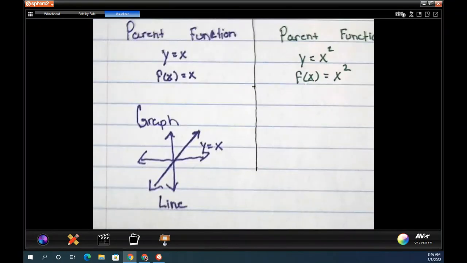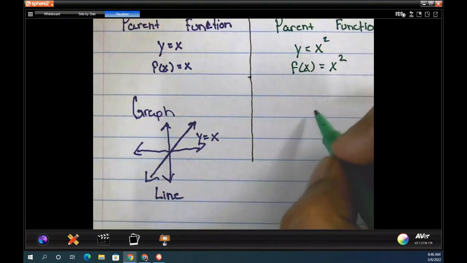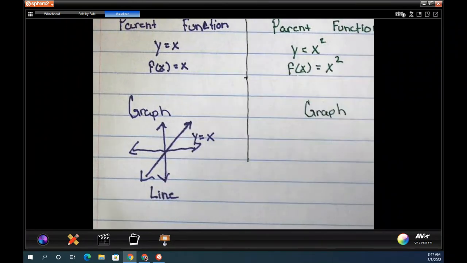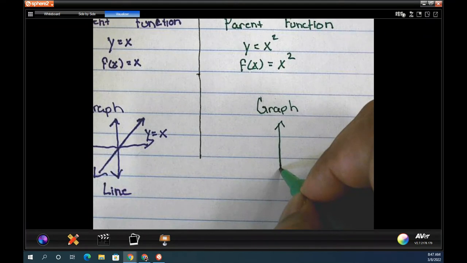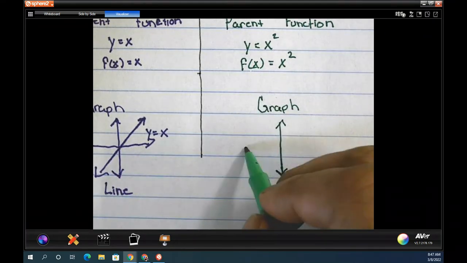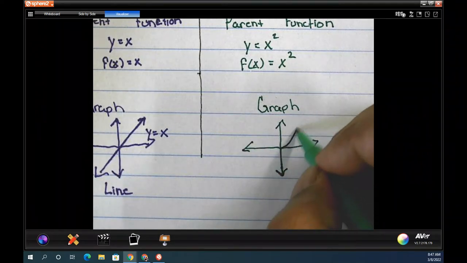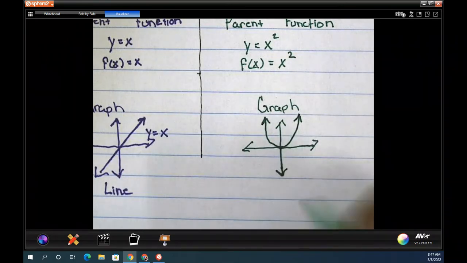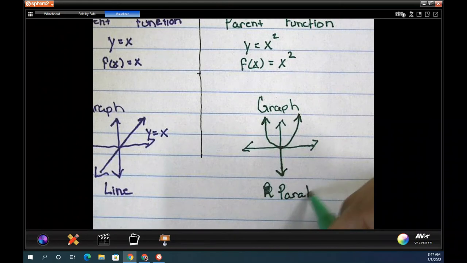Now, let's look at this. The graph of a quadratic. Okay? It's a U-shape, and it's called a parabola. Oops. Not a parabola, parabola.